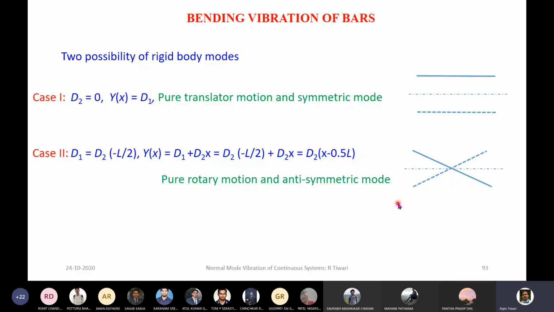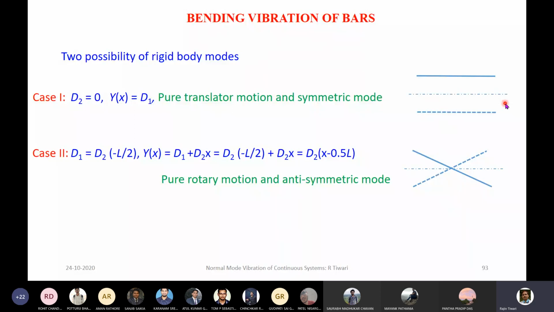So it is tilting about the center of this. This is rotary motion, pure rotary motion, or the anti-symmetric mode. You can see with respect to this, half of the beam is on this side and the other half on the other side, and at the other extreme, half is here and half is here. Both are called rigid body modes.